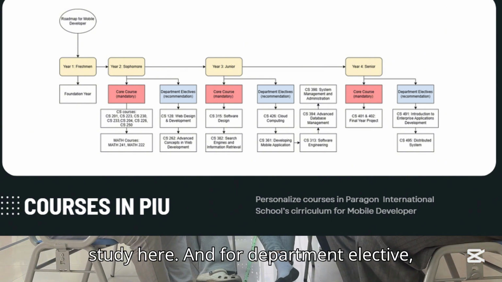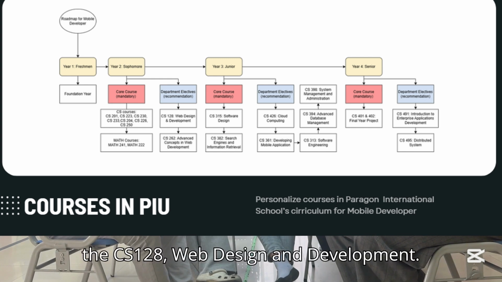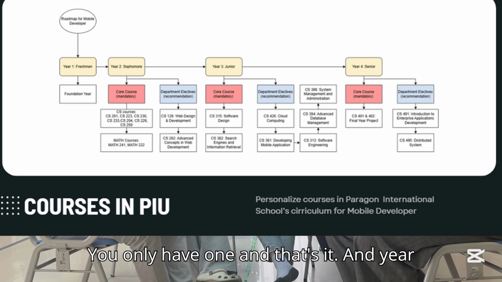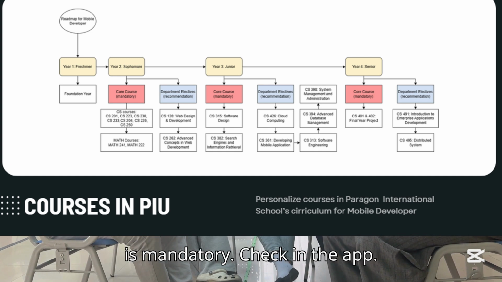And for department electives, I would like to just briefly explain. First is CS-128, web design and development. You only have one, and that's it. And year 3 is junior. Again, core courses are mandatory. Check in the app.